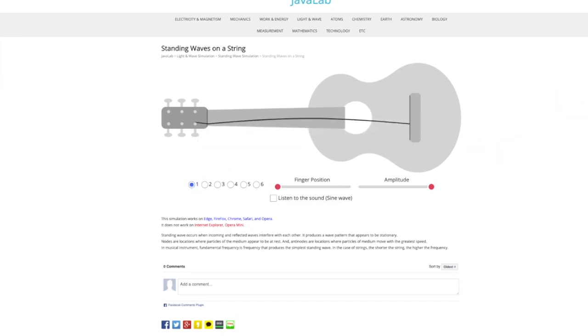So let's go back to our first harmonic. And when we go back to our first harmonic, we're just going to count antinodes. So first harmonic, one antinode. Now let's jump to the second harmonic. We have two antinodes. So second harmonic, two antinodes.